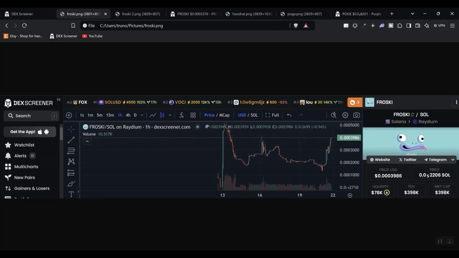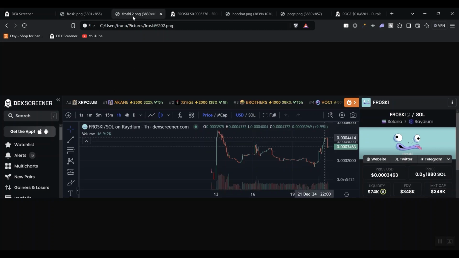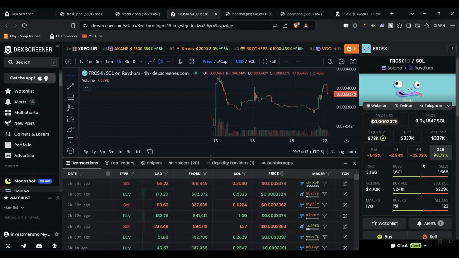We've got Froski. We took a look at this one some days ago. I think the posted market cap was at 175K. We can see that our market cap is at 398 in this screenshot, which was the first one that I took. Then on the second one, you can see it went up even further, over 441K. Now, obviously, it has retraced. We can see the market cap here at 348. But the point in highlighting this is that we did find it at 175.